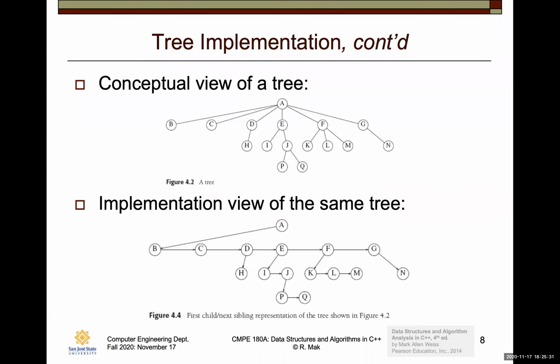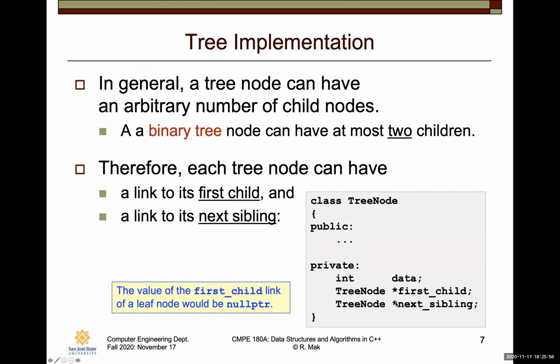Now, it's the same tree. This is what the tree conceptually is, and then this is how we actually implement it. Any questions? I know these two pictures look quite different, but this is the conceptual view of the tree, and this is a picture of how we would actually implement the tree, how we would actually write the code with first child and next sibling pointers.